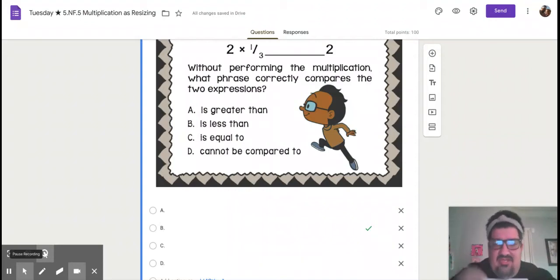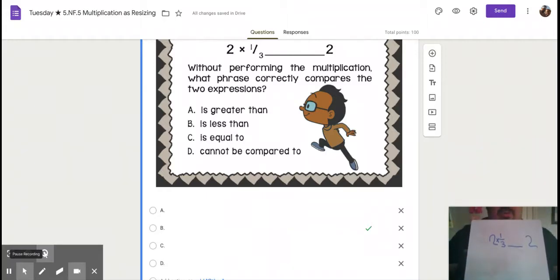So let's look at this one. So we got 2 times 1/3, and then 2. So we know the 2's cancel out, so we're going to focus on this 1/3. So is this 1/3 more than, less than, or equal to 1?